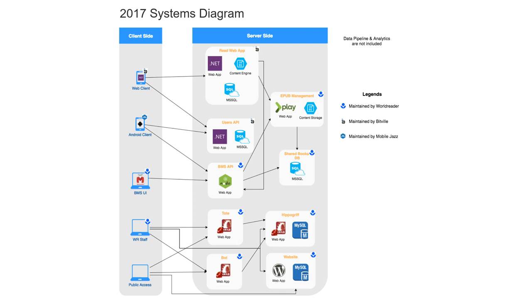Okay, and what was the URL for the Reader web app? It's read.worldreader.org. Okay. And if you try to access it now from a PC browser, you won't see anything. You need to access it from a mobile phone or just simulate that you are mobile in your PC. Okay.